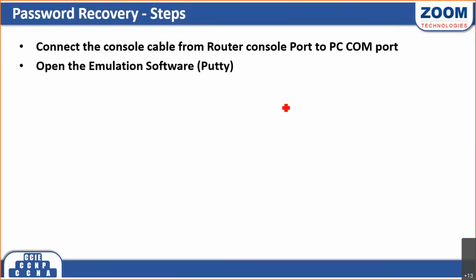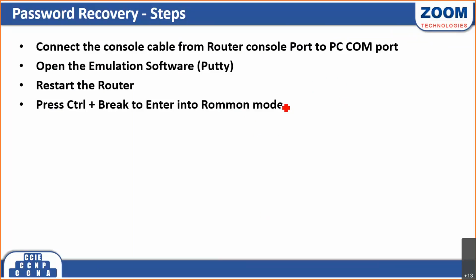Second step: open the emulation software like PuTTY and restart the router. After opening the emulation software, we need to restart, meaning power off and power on. Switch it off and on. After restart, within 30 seconds, we need to press Control Break key to enter into ROMMON mode. On a keyboard, you have a Pause/Break key. If you press Control and Pause/Break, we can get into ROMMON mode. In ROMMON mode, we can change the register value.